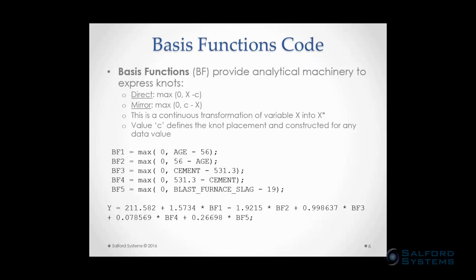And all it is, is a continuous transformation of your original variable x into a new variable x star. And that value of c just defines your knot placement. So here I just took an excerpt of that model to show you 5 simple basis functions and how they're set up. Basis function 1 is a direct basis function. Basis function 2 is the mirror of that same basis function. So they're always added in pairs. And if there's any linear dependency, one of them will be eliminated.